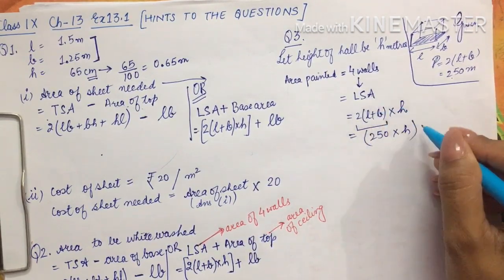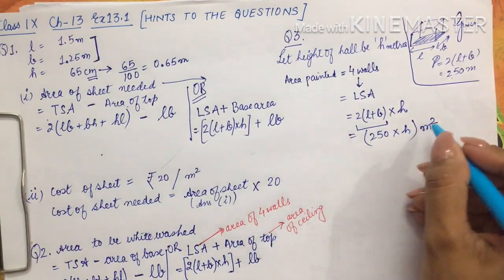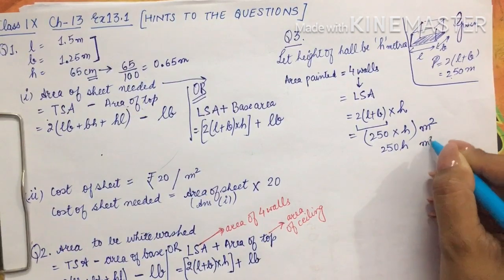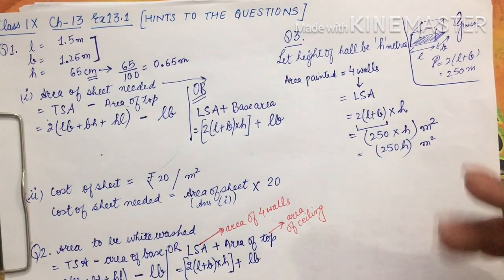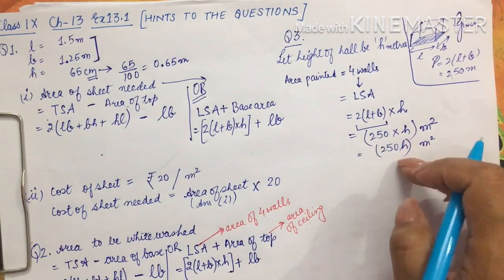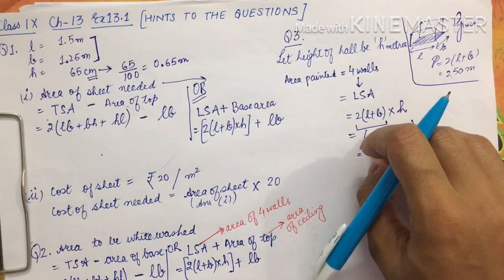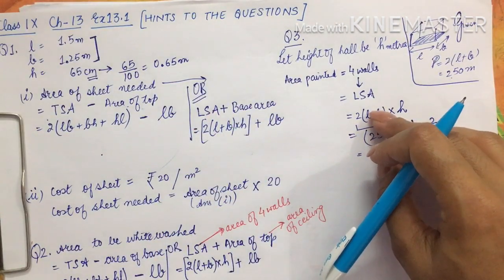This is the lateral surface area. The units will be meter square. Now, if this is the area, 250 H meter square, what will be the cost? Ignoring that our answer contains a variable, let us imagine that this is just a number. So we have obtained how much area is to be painted. Now we want to find out the cost.